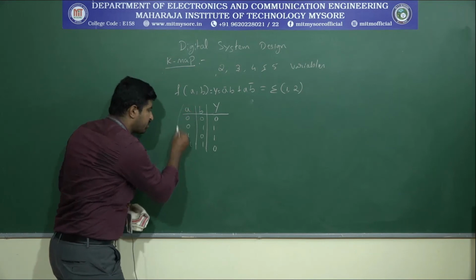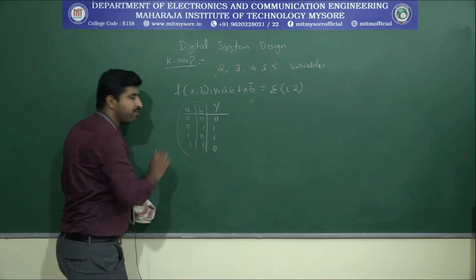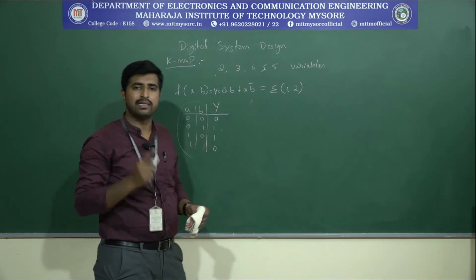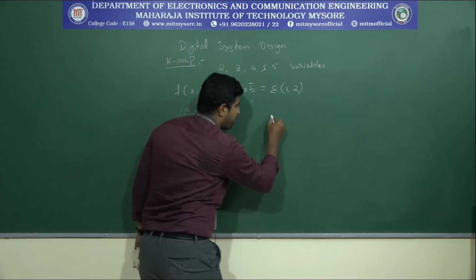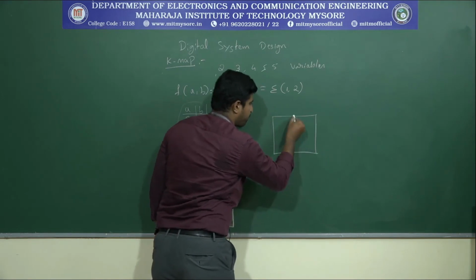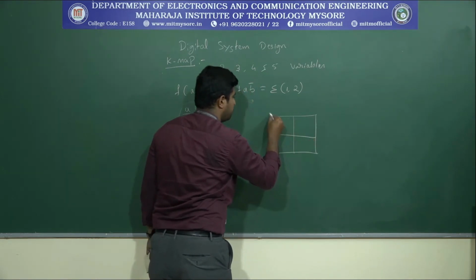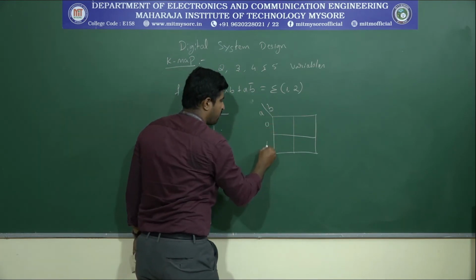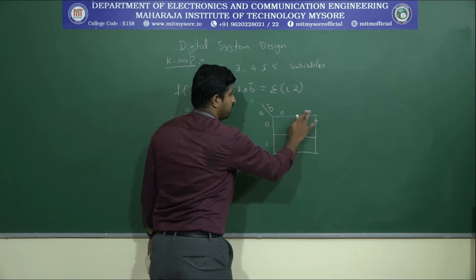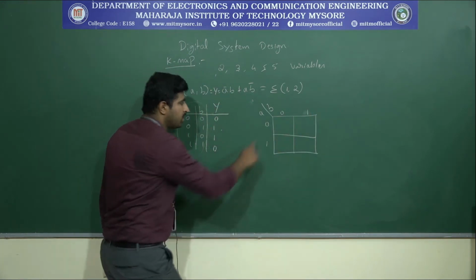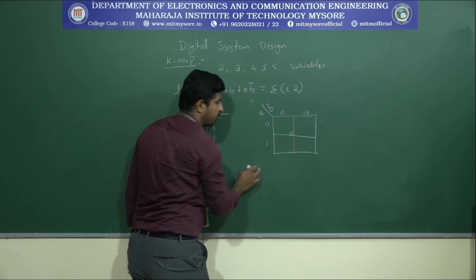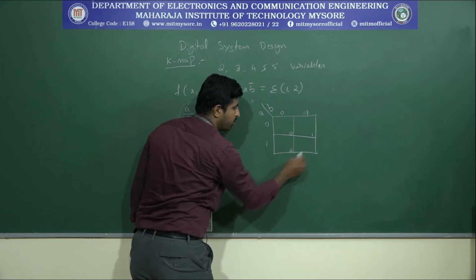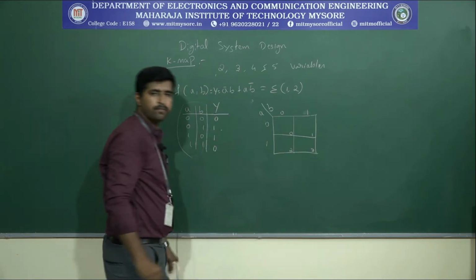So now we understood how the 2 variable K map can be written. Then how to write the output in a K map, let's understand that. So let's take a K map for 2 variables A, B. So this is 0 1, 0 1. That means this corresponds to cell number 0, this corresponds to cell number 1, this corresponds to cell number 2, and this is cell number 3.